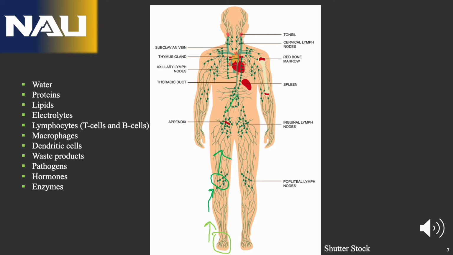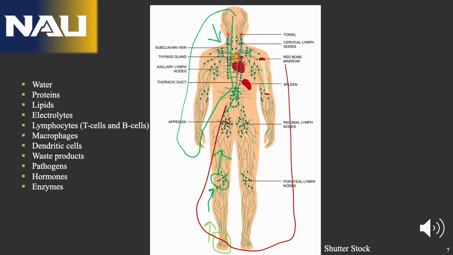On the right side of the body, lymph from the right arm, right side of the face and head, and thorax drains into the right lymphatic duct, which empties into the right subclavian vein. On the left side, the lymph from the rest of the body is collected by the thoracic duct, which then drains into the left subclavian vein. This entire journey ensures that excess interstitial fluid is returned to the bloodstream, maintaining fluid balance and contributing to the immune response.